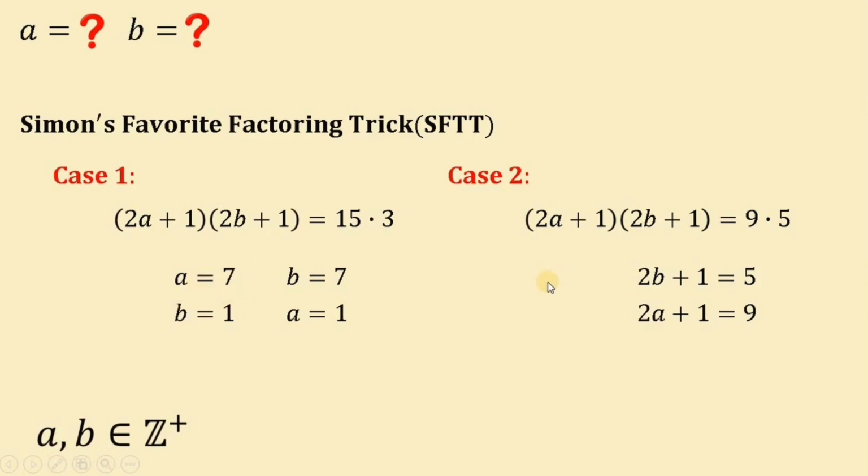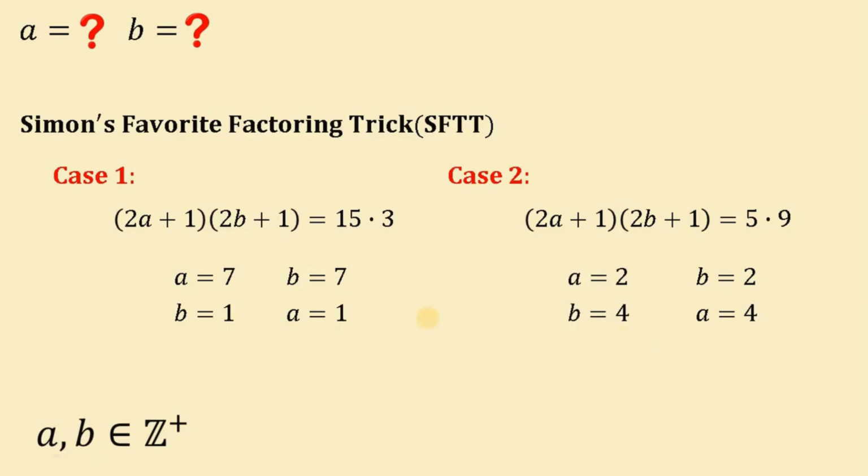Now let's go to the second case. So we have 2b plus 1 equals 5. To solve for the value of b, we subtract 1 on both sides, then divide by 2. Therefore, the value of b must be equal to 2. Now on the second equation, we do the same thing. Subtract 1 on both sides. This will give us 8. Divided by 2 will give us 4. So the value of a must be 4. So if a is 4, b must be 2. Now, if we go to the case wherein (2a plus 1) times (2b plus 1) equals 5 times 9, what we have here is a must be equal to 2 and b must be equal to 4.